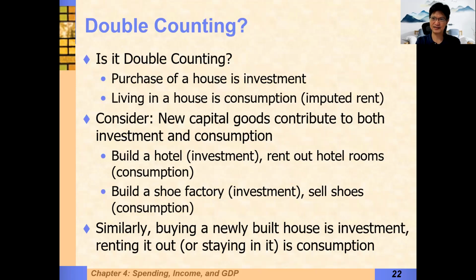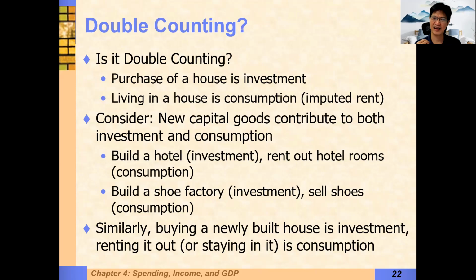Residential investment and imputed rent seem to be measuring the same thing, the same apartment twice. Many people are troubled by this. Is it double counting? We're counting when you buy an apartment, that counts as investment, but when you live in it, that counts as consumption. Isn't that double counting? It's not. This is actually normal.